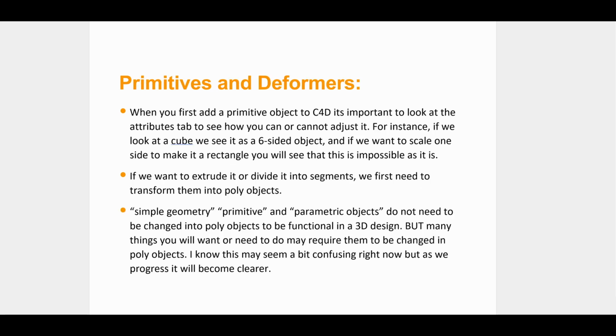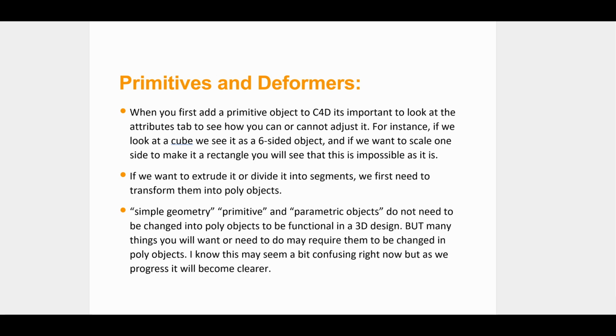When you first add a primitive object to Cinema 4D, it's important to look at the Attributes tab to see how you can or cannot adjust it. For instance, if we look at a cube, we will see that it is a 6-sided object. And if we want to scale one side to make it a rectangle, you'll see that it's not always possible just the way it is.